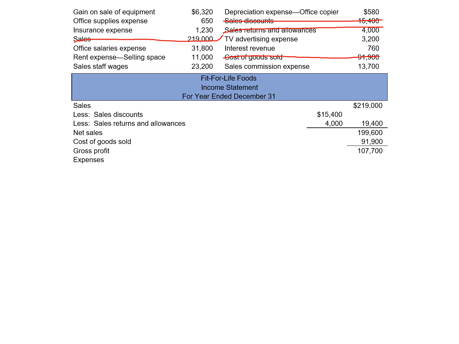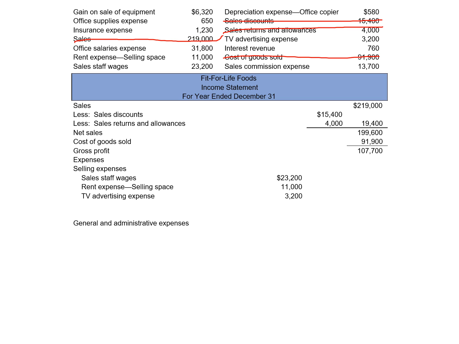Then we split up our expenses into selling and general and administrative. So our selling expenses, they told us, was sales staff wages, rent expense for selling space, TV ad expense, commission expense, for a total of 51,100. So we've used our sales wages, our selling space, our TV ads, and our sales commission expense.